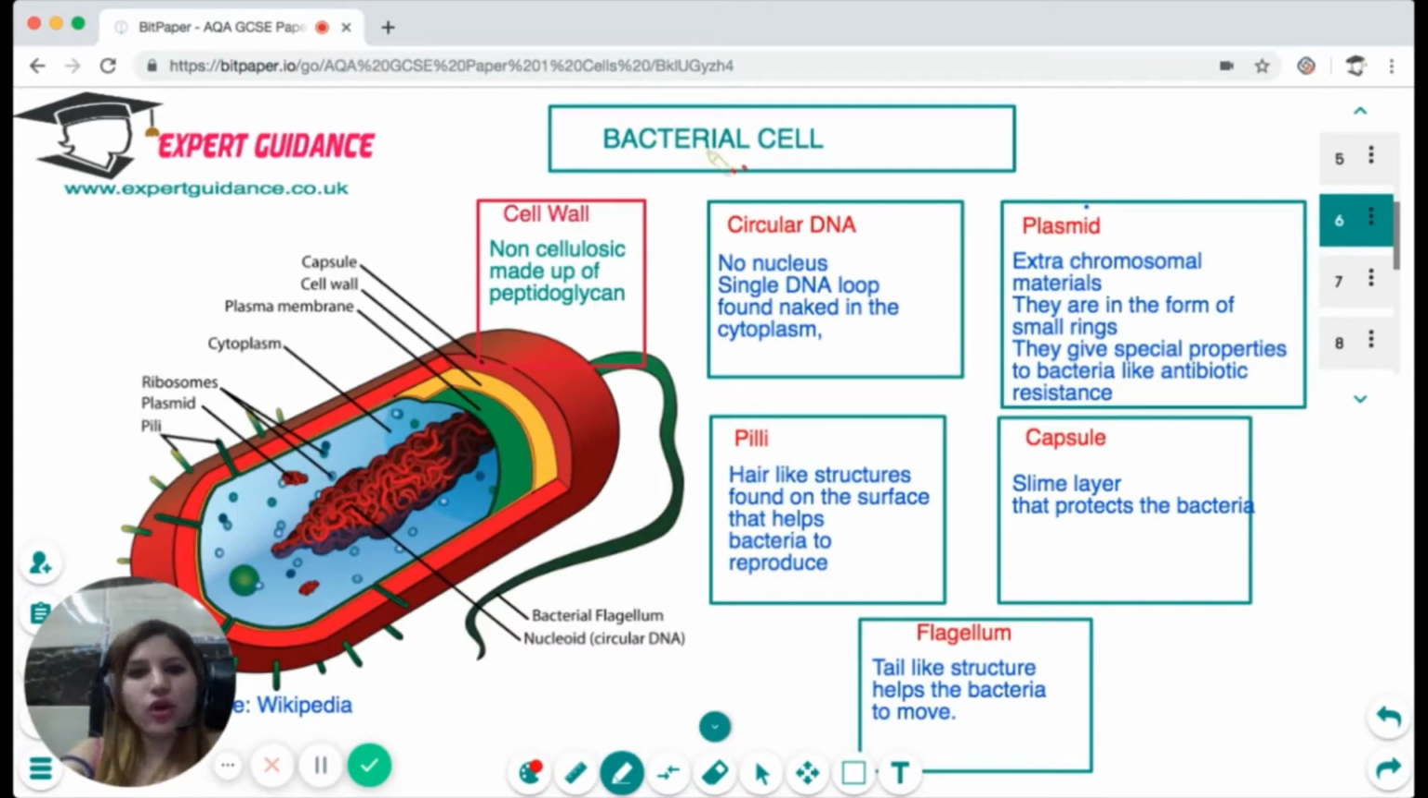You should know a typical prokaryotic cell, which is a bacterial cell. Make sure you can label it. So you can see the tail-like structure, which is the flagellum, which helps the bacteria to move. Then it has a cell wall and the cell membrane. But the cell wall is not made up of cellulose. You have to remember here, it is made up of peptidoglycan.